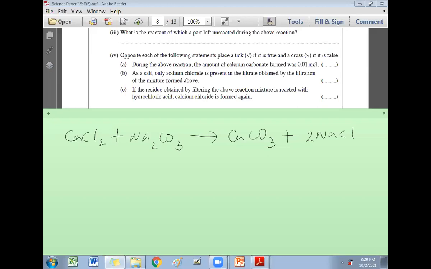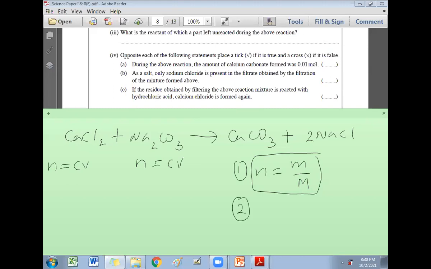Concentration. I'll write here n equals CV. Here also n equals CV. What are the equations in your chemistry syllabus to calculate the number of moles? One equation is number of moles equals mass divided by molar mass. In your short notebook, if you can't remember this, please write down. Second equation to calculate the number of moles equals CV, that is from grade 11 chemistry. Moles equals concentration into volume.